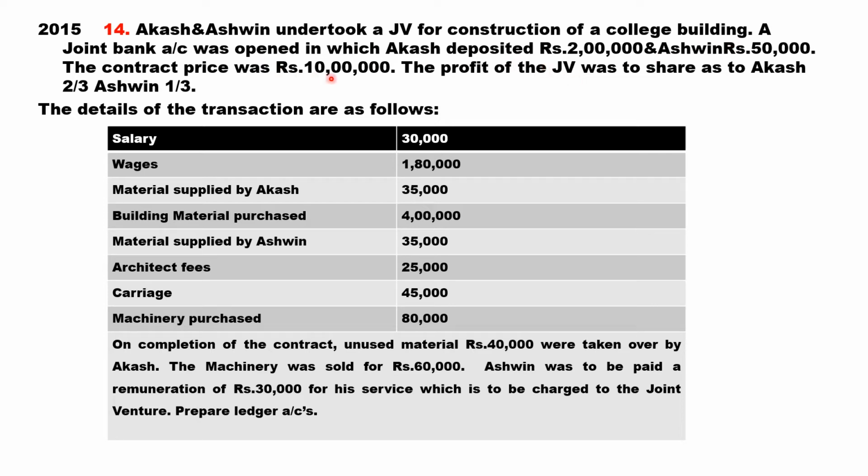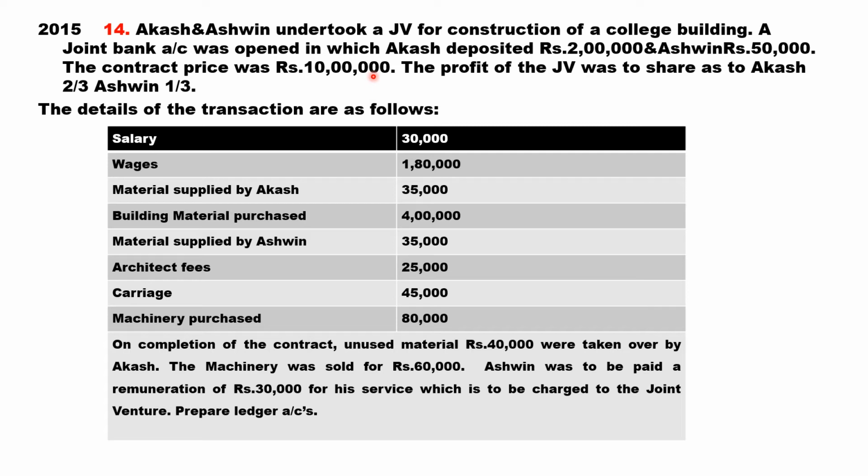Akash and Ashwin undertook a joint venture for construction of a college building. A joint bank account was opened in which Akash deposited 2 lakh and Ashwin 50,000. This is called capital contributed by the partners. So 2 lakh and 50,000 is called capital. Therefore, it will come in two places, co-venture and joint bank. The contract price was rupees 10 lakh. So 10 lakh is called the contract price. We can also call this the sale price.